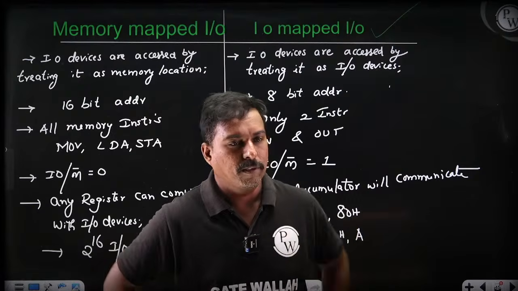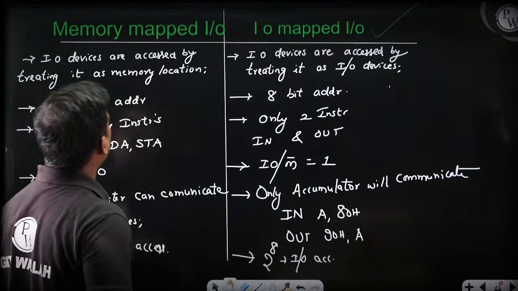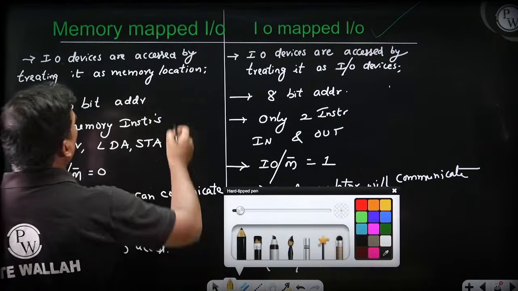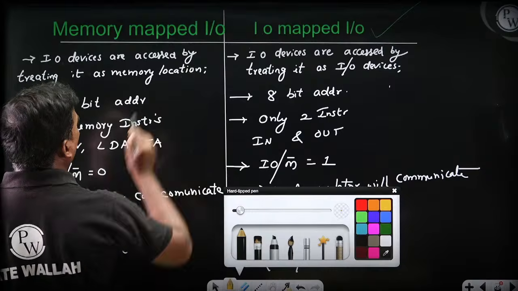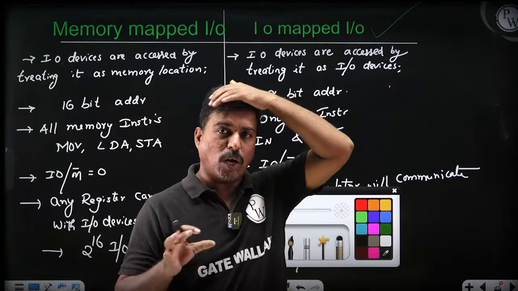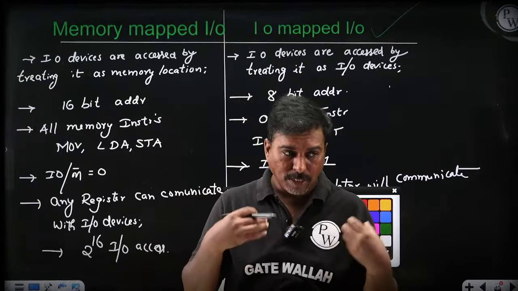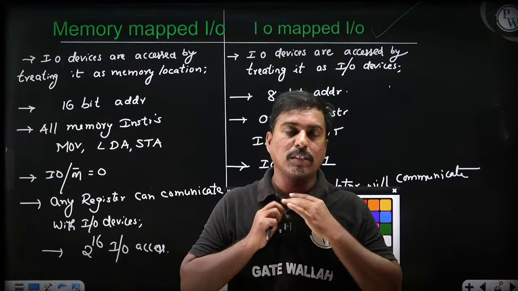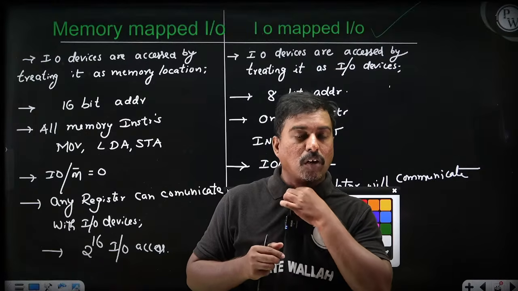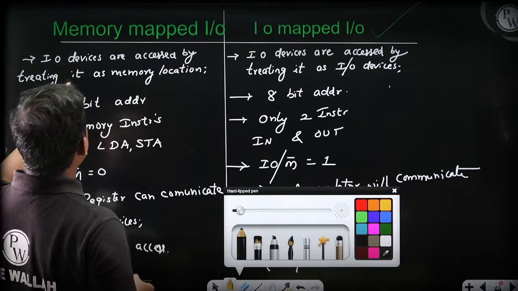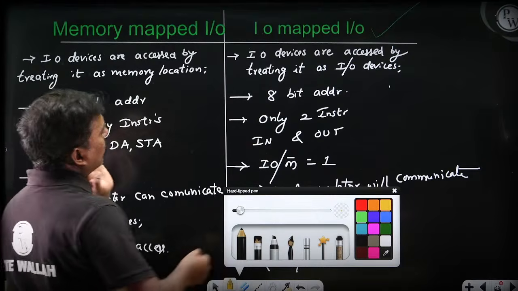Now memory mapped IO and IO mapped IO. Both are related to IO devices. So how are these IO devices treated? Are they treated as memory devices, or as IO devices? Accordingly, it will work. In memory mapped IO, IO devices are accessed by treating them as memory locations. In IO mapped IO, IO devices are accessed by treating them as IO devices.